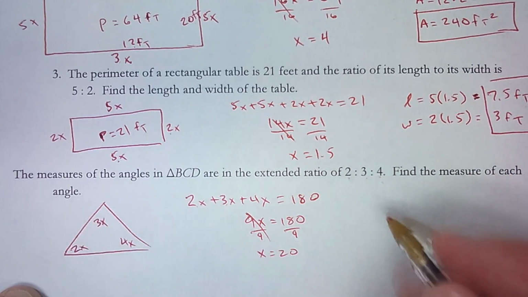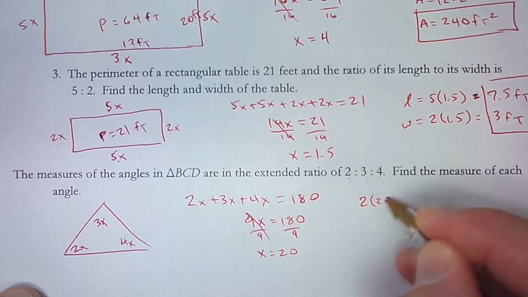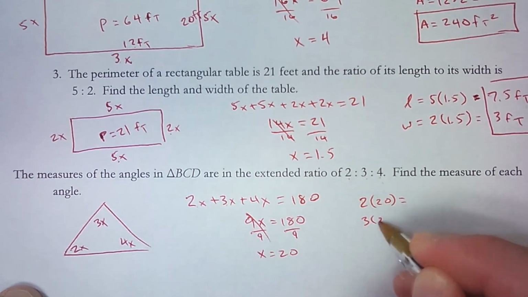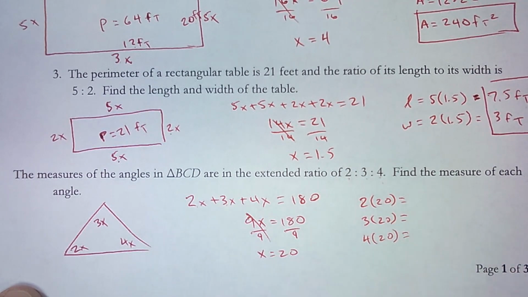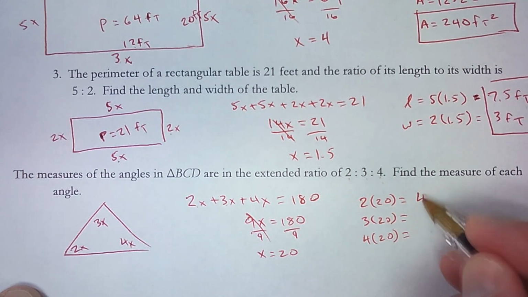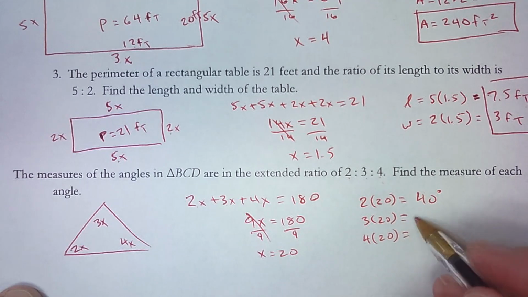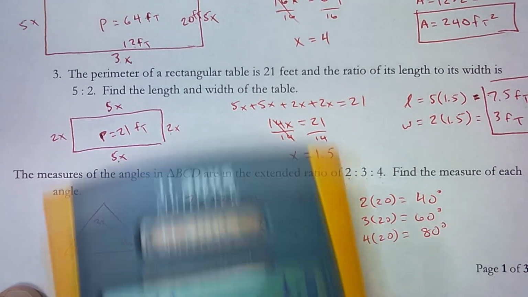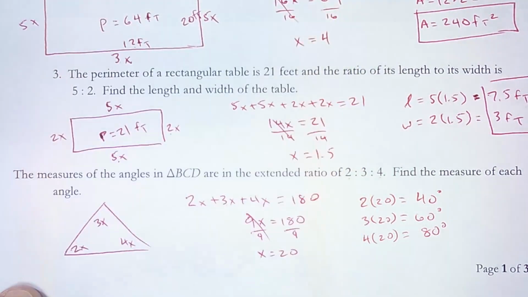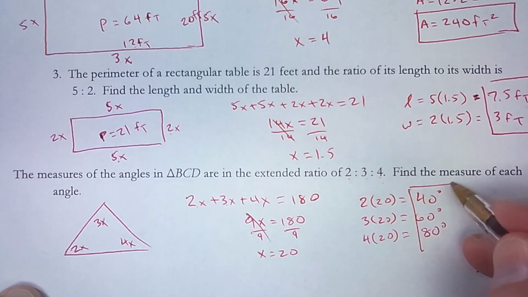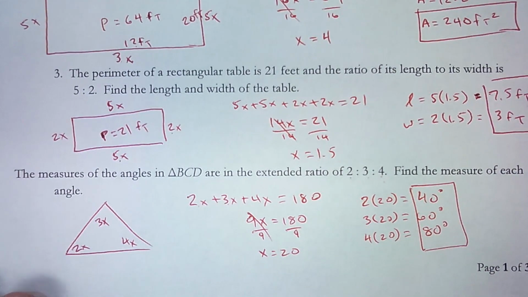Okay, find the measure of each angle. So my angles are 2 times 20, 3 times 20, and 4 times 20. Okay, so 2 times 20, that's 40 degrees. 3 times 20 is 60 degrees. 4 times 20 is 80 degrees. And let's just check that. 40 plus 60 plus 80 adds up to 180. So my numbers are correct. So these are the three angle measures of this triangle.